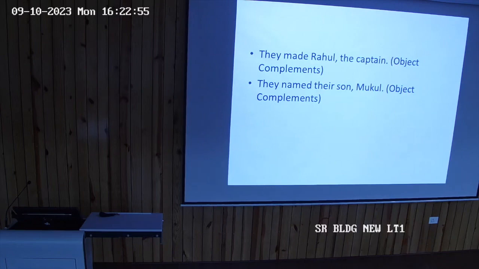Let's see the second sentence. They named their son Mukul. The same goes for this sentence. Your complement is about the object. So these are the object complements, but generally objects come with the subjects only. There are some exceptions like these wherein objects are also defined by the complements, which we call object complements.